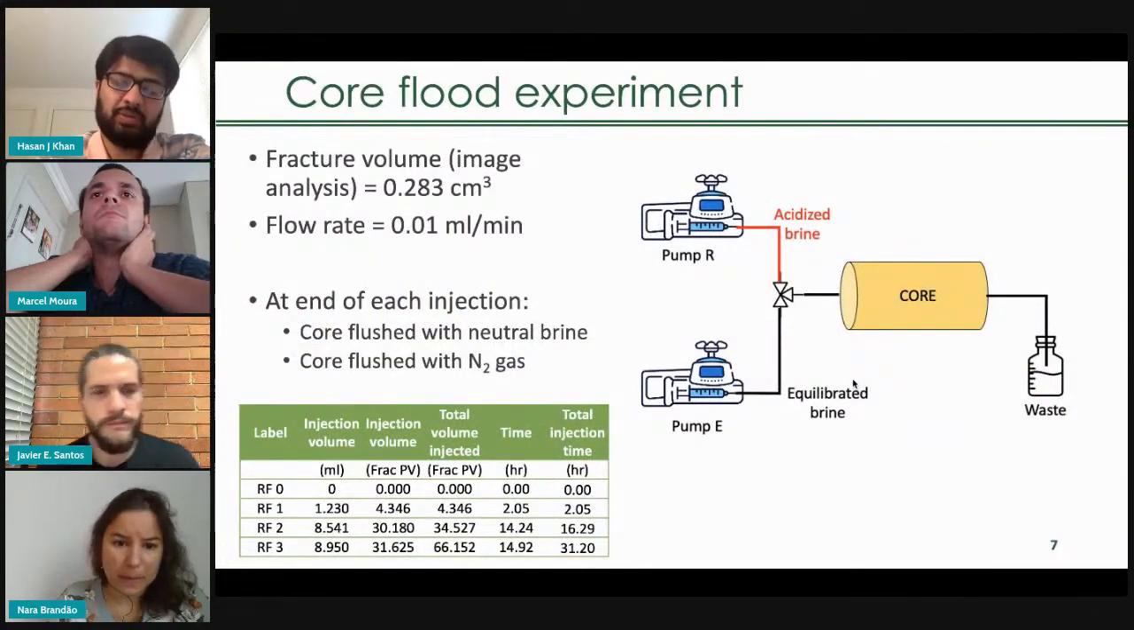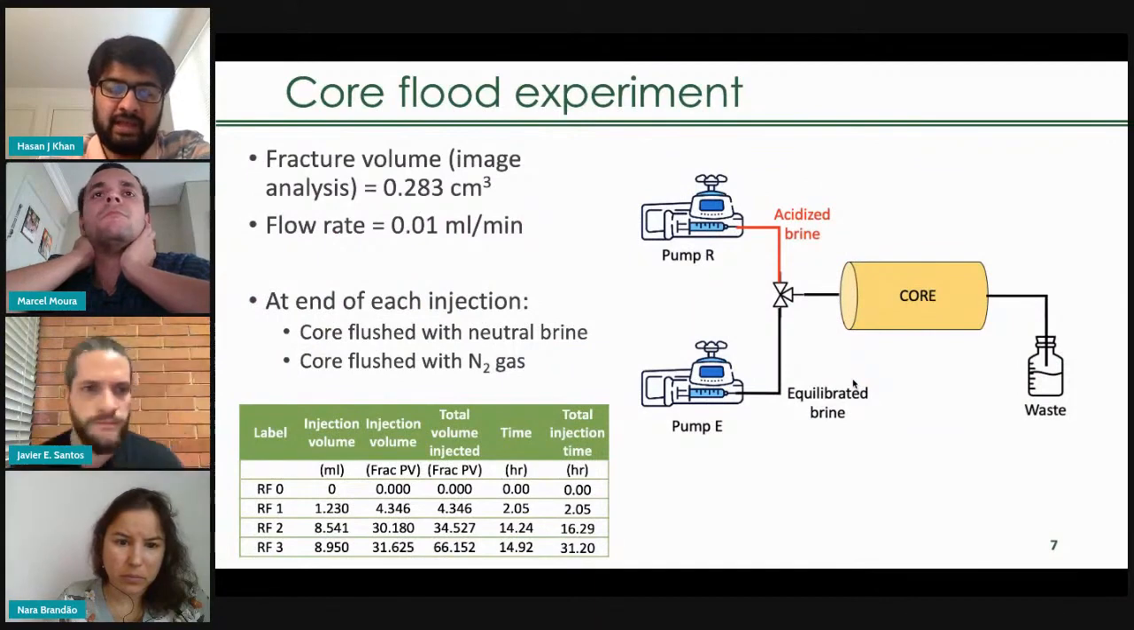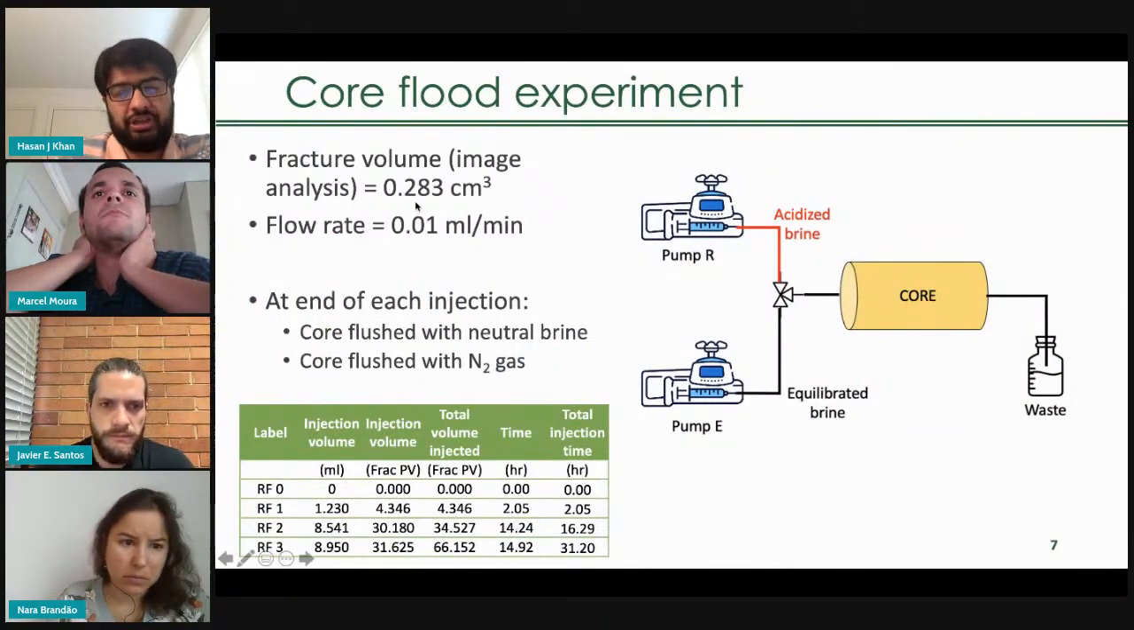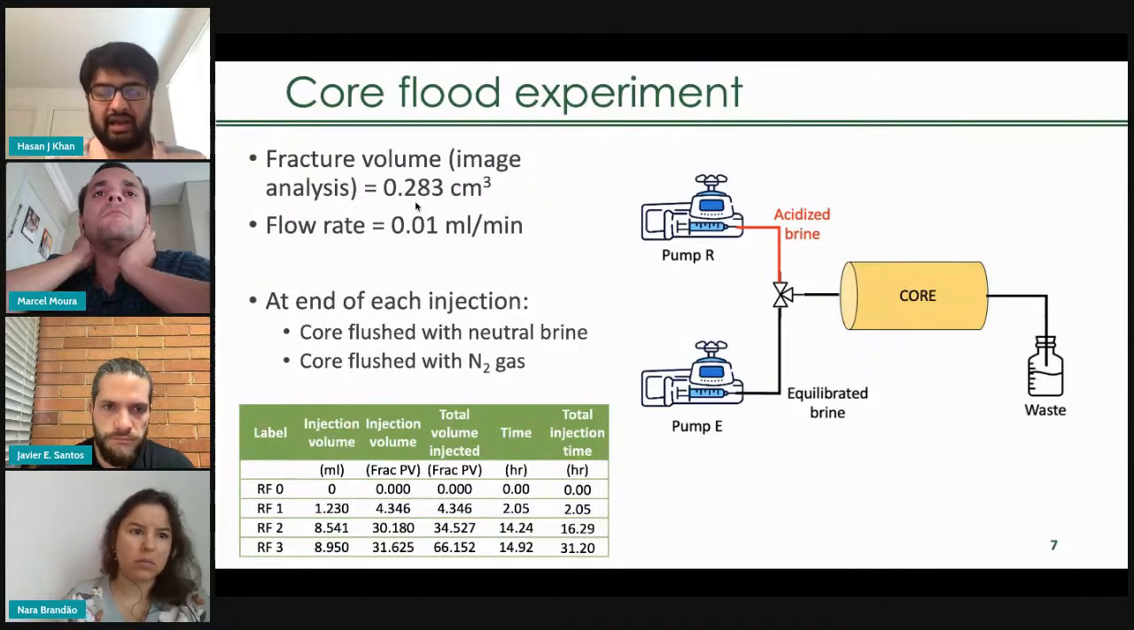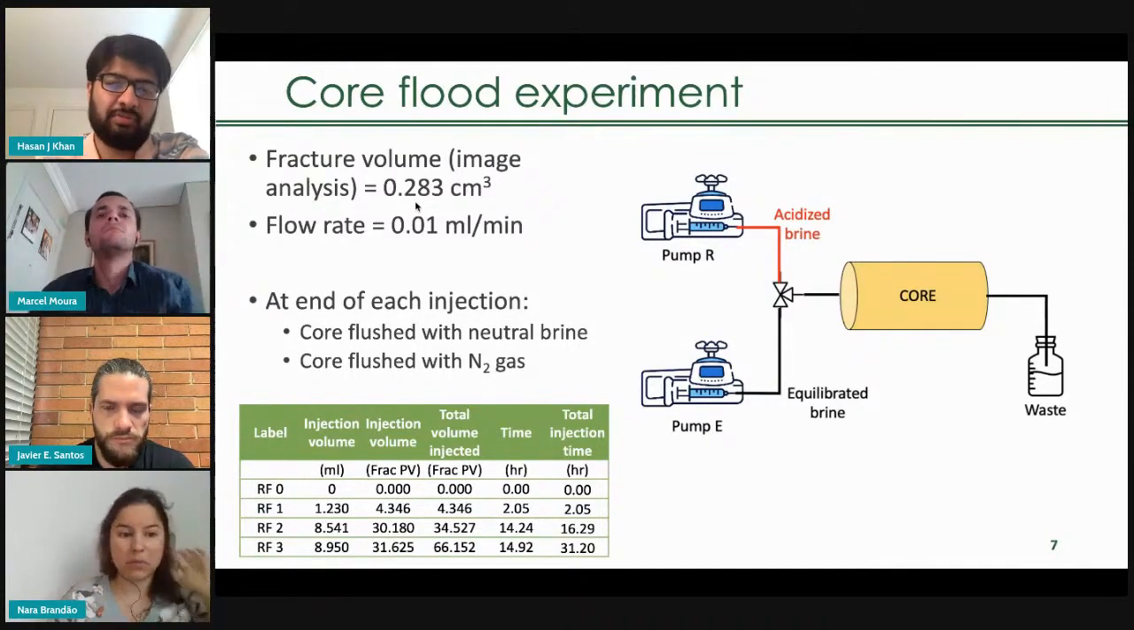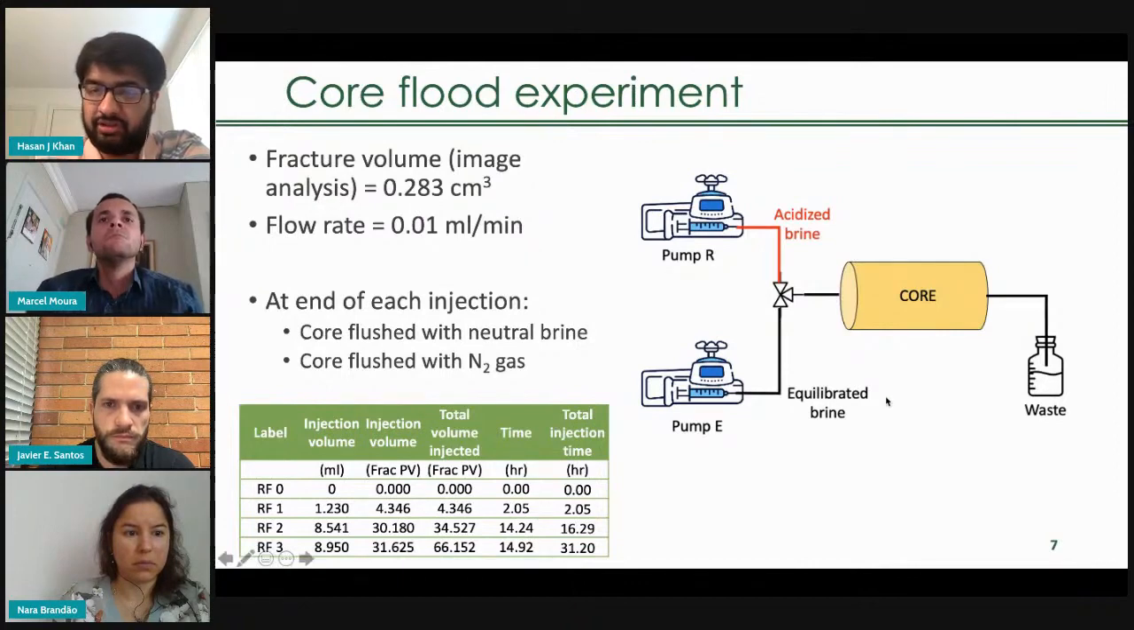Using image analysis, we were able to identify and measure the fracture volume, which is 0.283 cubic centimeters. For our experiment, we selected a flow rate of 0.01 milliliters per minute, and this was selected such that we have a high Peclet number and a laminar flow, something that is common in hydraulic fracturing operations on the pore scale. The schematic of the experiment is shown on the right-hand side.